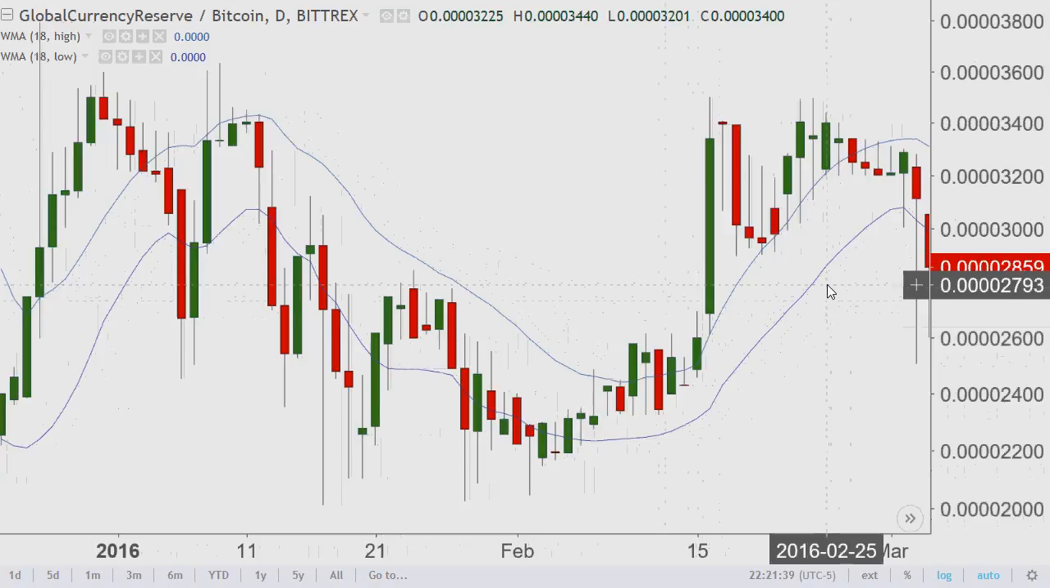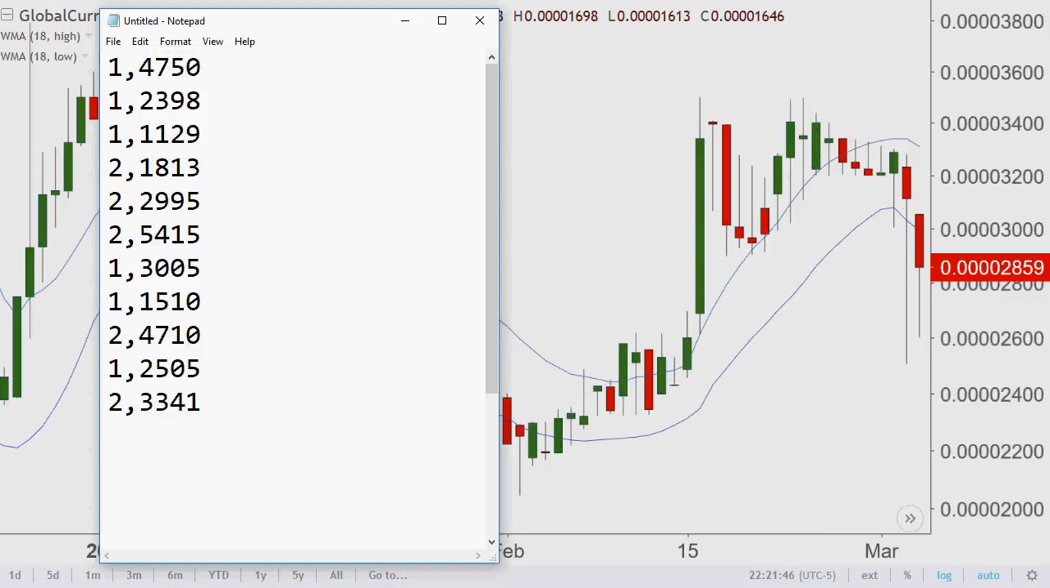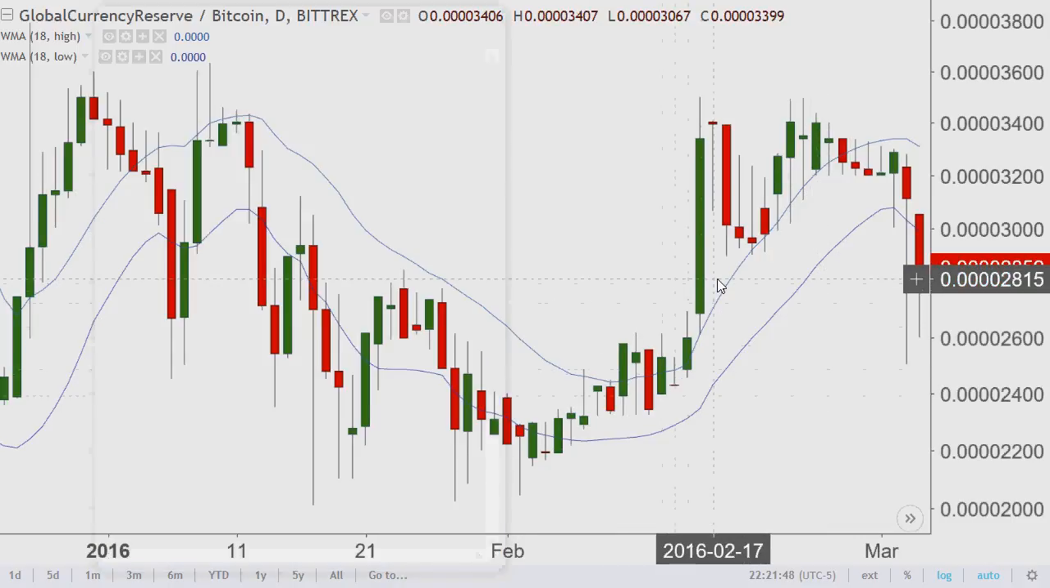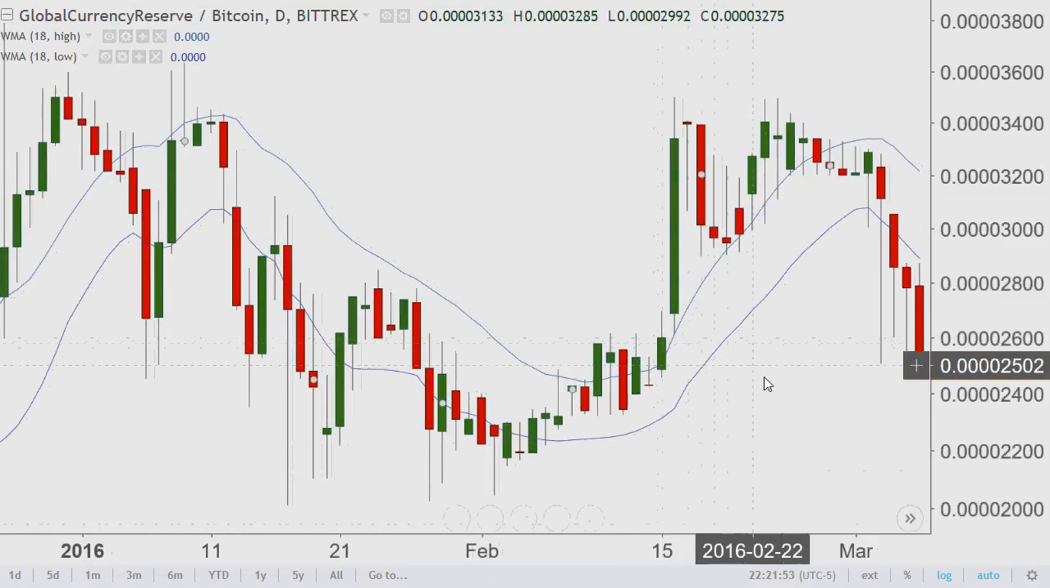Break below it. 28.59. That's a bearish signal though, so I would have to wait another day. Yeah, exactly. Bearish signal. Let the lower price come in. Buy at 25.